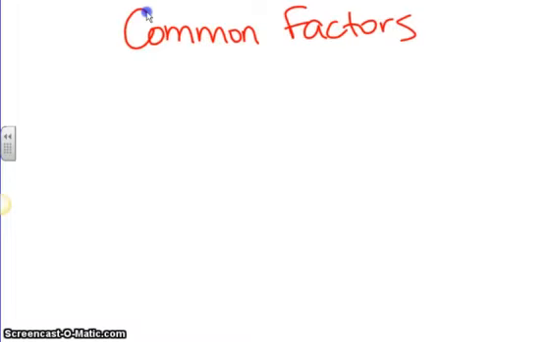Okay guys, today we're going to talk about factor pairs and all the different ways to find them and use them. So first of all, when you're trying to find common factors, we'll start with that. Common factors are factors that two different numbers have in common. For example, if I gave you the numbers 20 and 40, and I wanted to know what were all the common factors of 20 and 40.